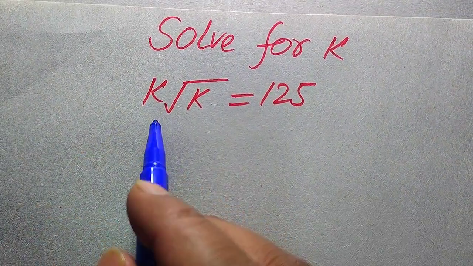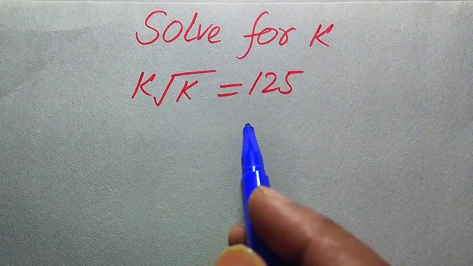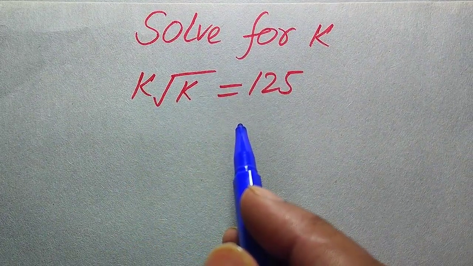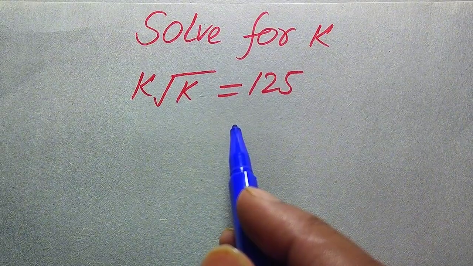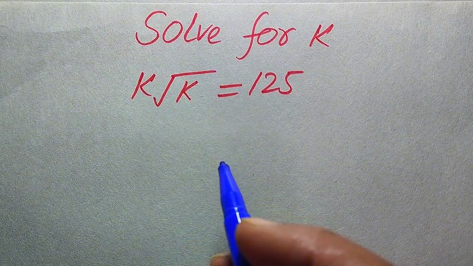So here we have k times square root of k is equal to 125, and we solve this problem for all the values of k. So here first we need to find all the roots of this equation.